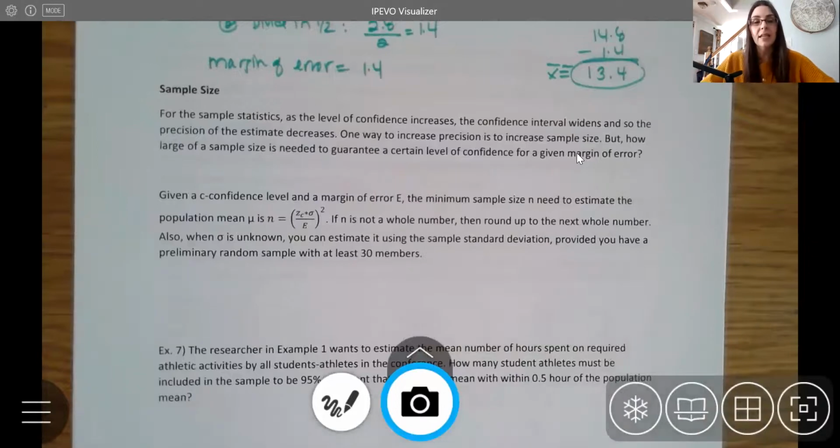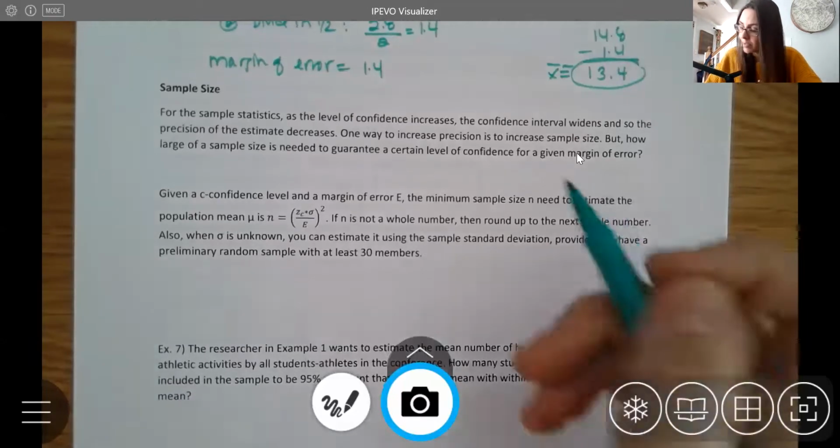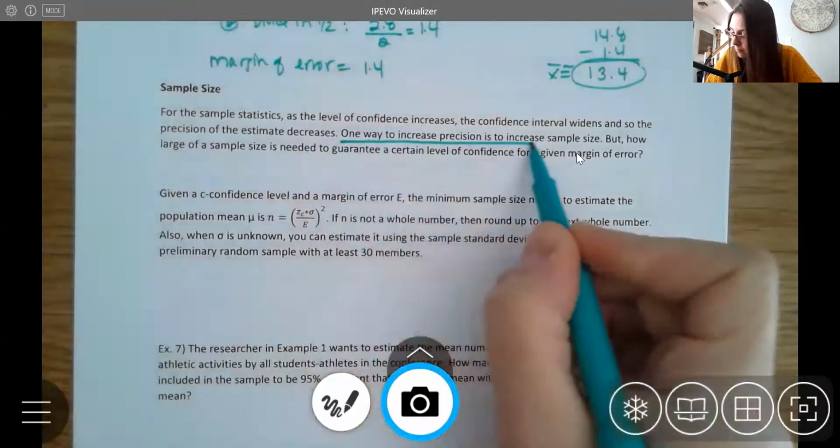All right, the last thing here is sample size. For the sample statistics, as the level of confidence increases, the confidence interval widens, right? As you go from 95 to 99% confidence, for instance, that interval gets wider. So the precision of the estimate decreases, meaning it's just not as precise. So one way to increase precision is to increase the sample size.